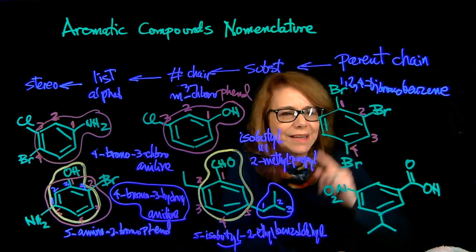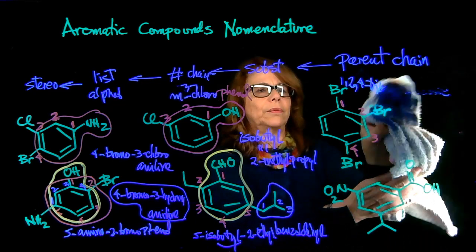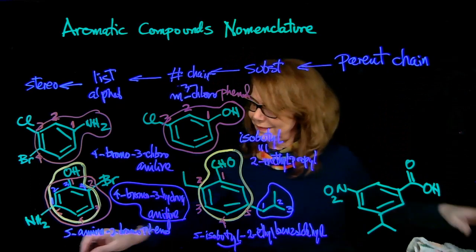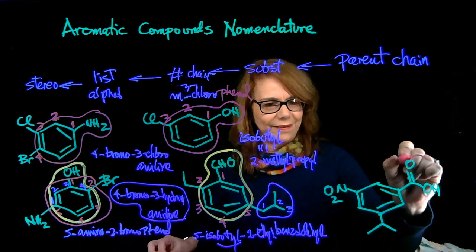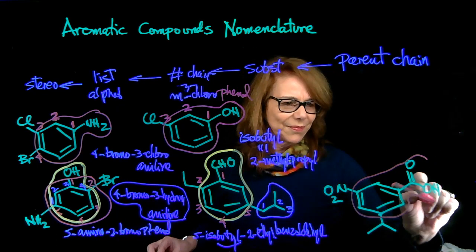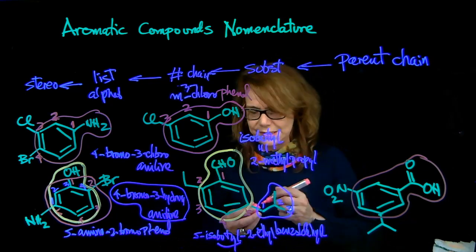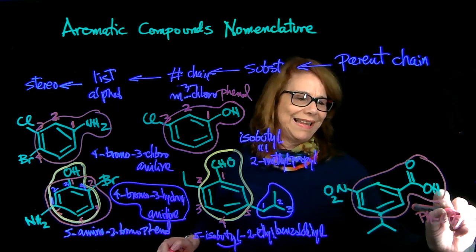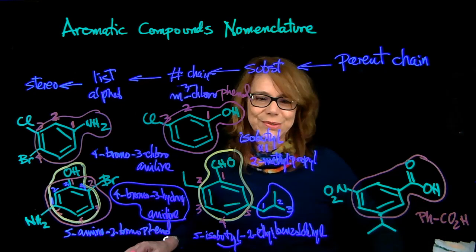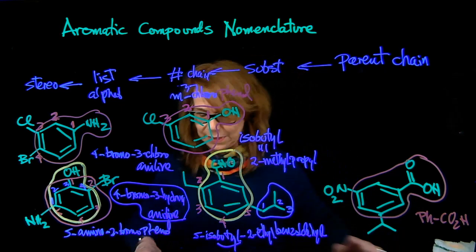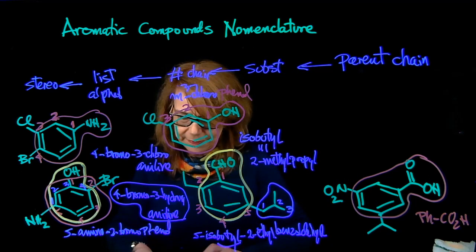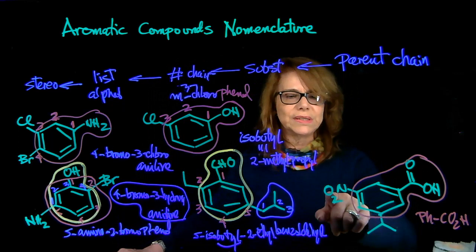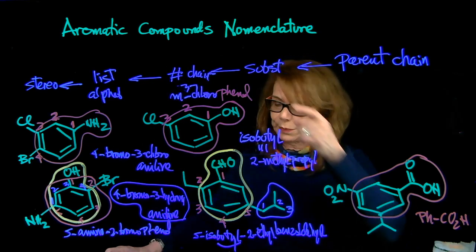Okay, so let's name the last one. My last compound over here, choosing the parent chain, is benzoic acid. And what is benzoic acid? Remember this, which is the abbreviation of benzoic acid. So let's name that. The substituents are nitro and isopropyl.